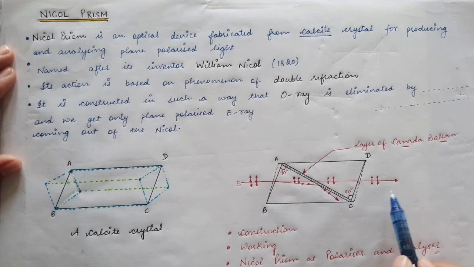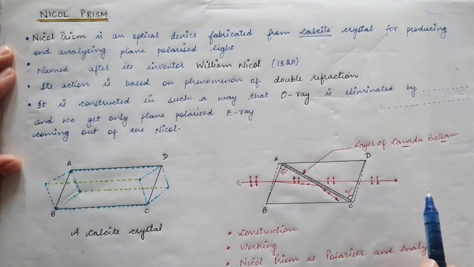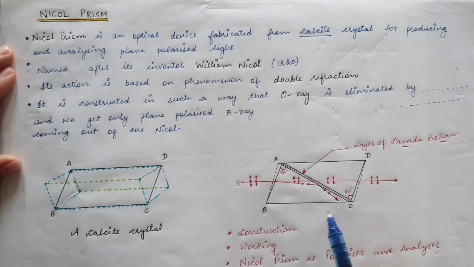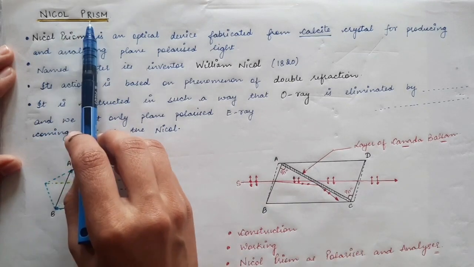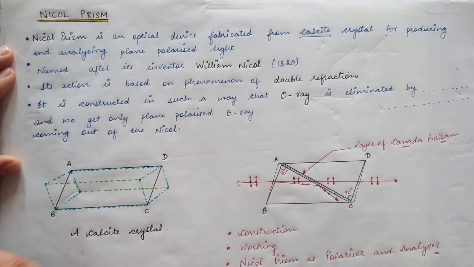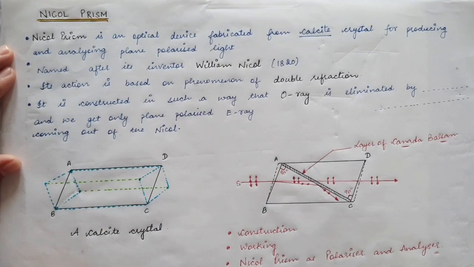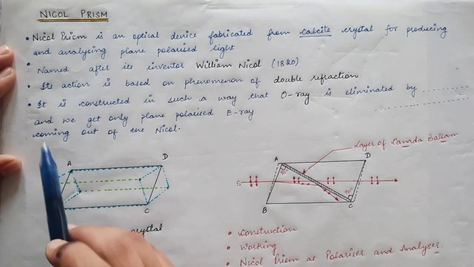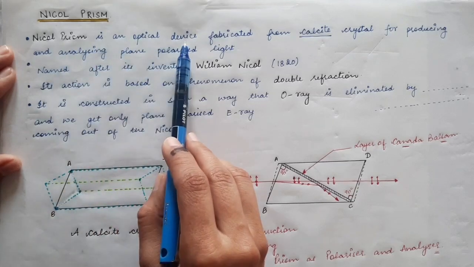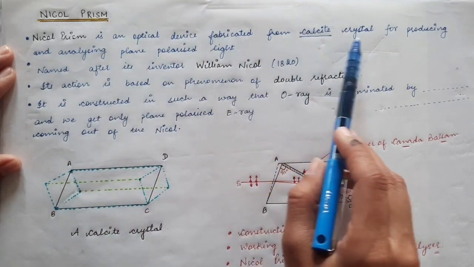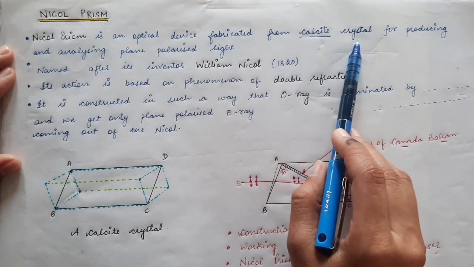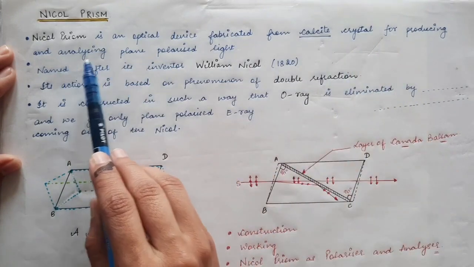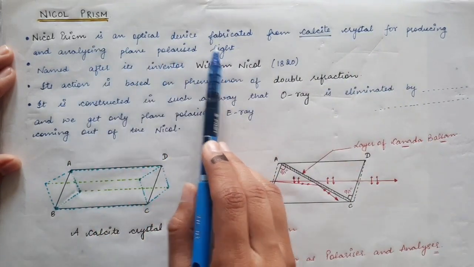So at this end, on the right hand side, we will only get one ray. This technique we use in the Nicol prism: we absorb one of the two refracted rays, and we make only one ray pass through the crystal, so that we get only one polarization state out of the crystal. So the Nicol prism is an optical device fabricated from calcite crystal for producing and analyzing plane polarized light.